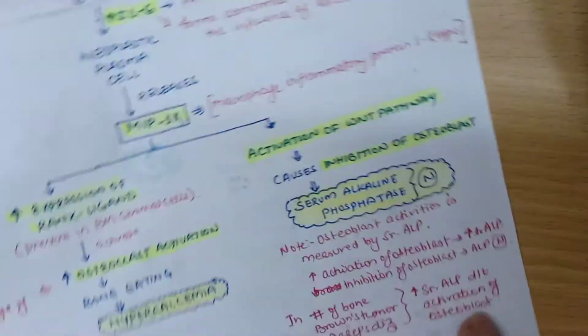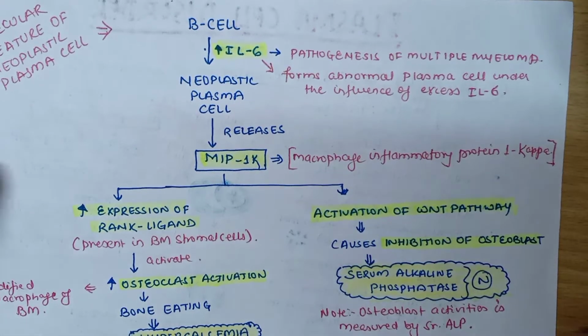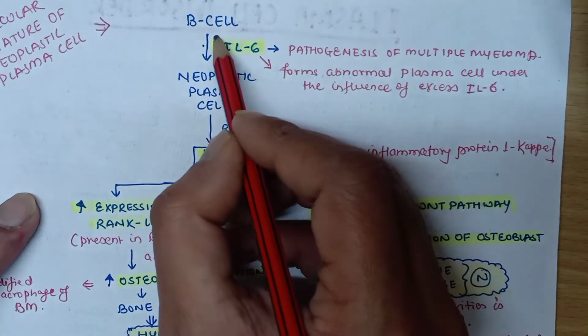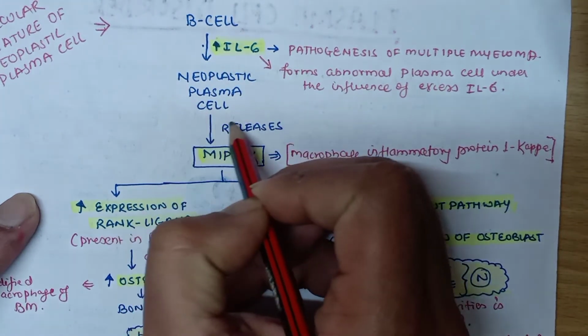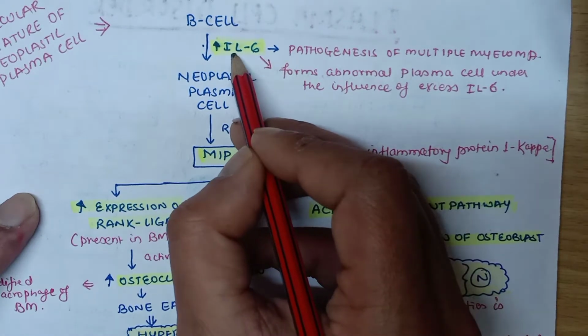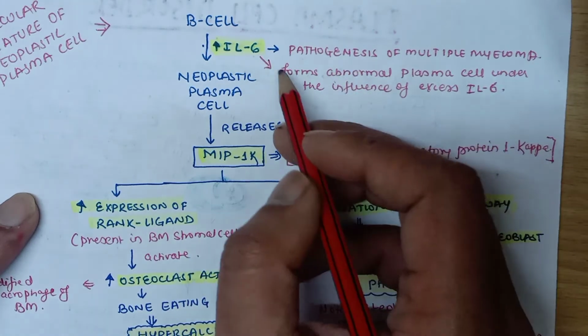Now we'll talk about molecular features of neoplastic plasma cell. B cell forms abnormal neoplastic plasma cell under the influence of excess interleukin 6, which results in the pathogenesis of multiple myeloma.